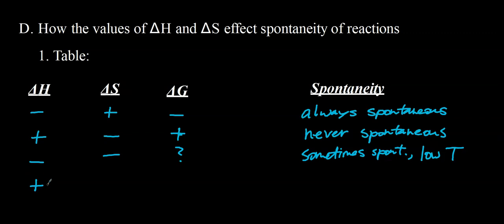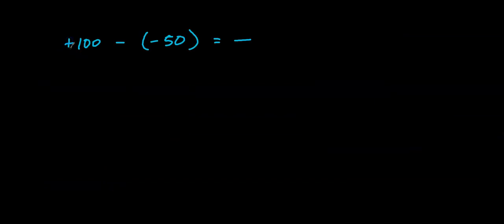Endothermic process, not favored in nature. Increasing in entropy is favored in nature. So let's go with positive 100 and positive 50. Using these values, what is the sign for delta G? Well, delta G is positive.